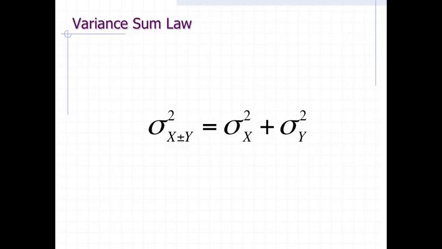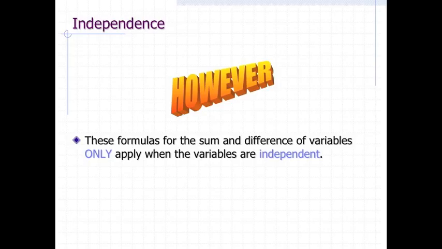More generally, the variance sum law can be written as shown here. This is read as the variance of x plus or minus y is equal to the variance of x plus the variance of y. However, these formulas for the sum and differences of variables only apply when the variables are independent.